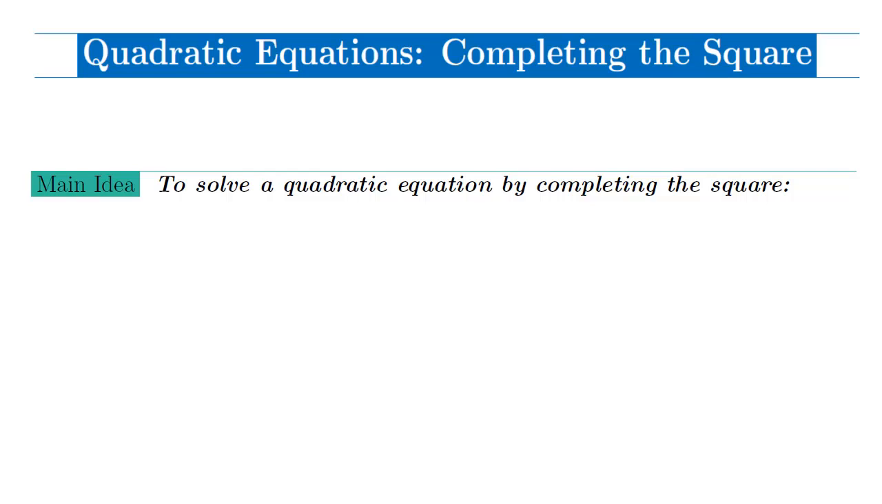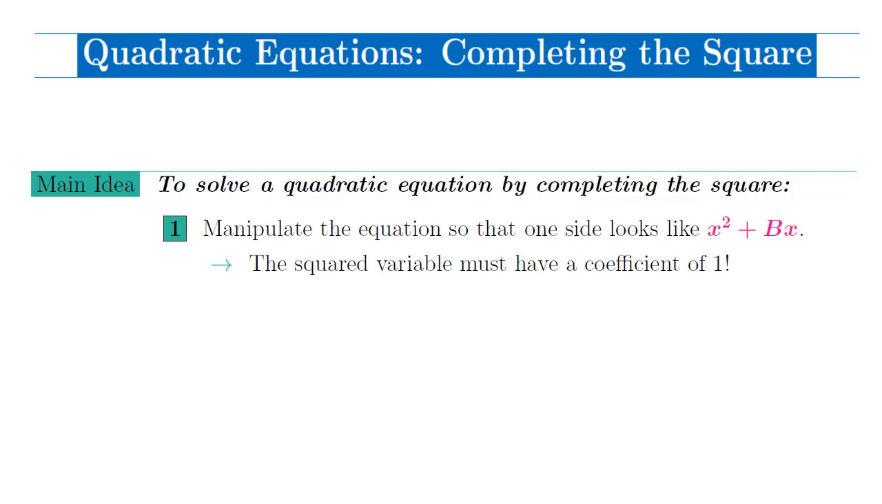So let's summarize our main idea of this topic. To solve a quadratic equation by completing the square, first, manipulate the equation so that one side will look like x squared plus bx. The squared variable has to have a coefficient of 1.